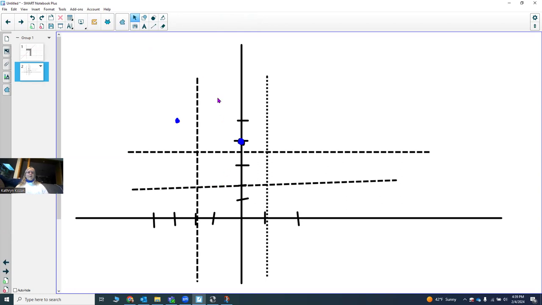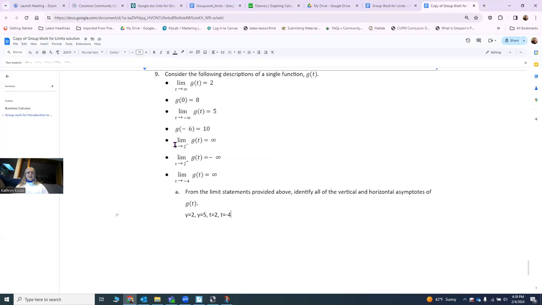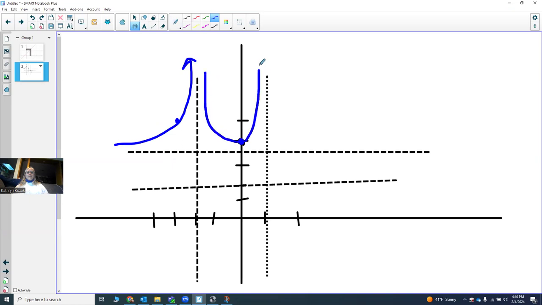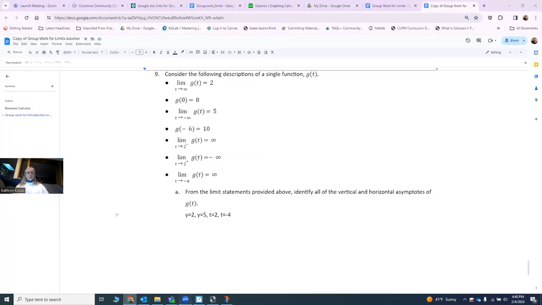All right, so now we've got an idea of where things are going. We also can look back a little bit and see that as we're heading to 2 from the left, we're going towards infinity. As we're heading to negative 4, we're heading towards infinity. And as we head to 2 from the right, we head to negative infinity. So that tells me a little bit more about this. I can now draw in a lot more information. I'm heading to positive infinity on this side, and positive infinity as I head towards 2 from the left. And I'm heading to negative infinity as we're heading to 2 from the right. And there's my sketch. And again, it's not a perfect graph, but it gives me an idea of what I'm doing. And that's it for this group work.